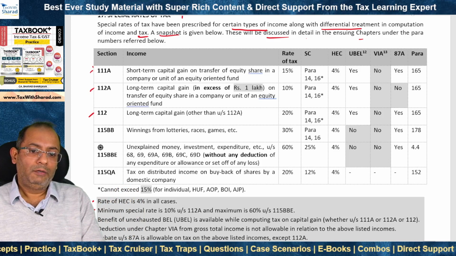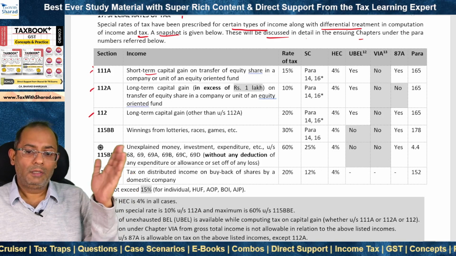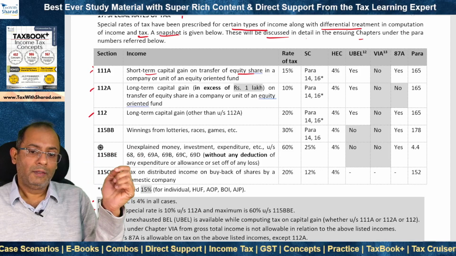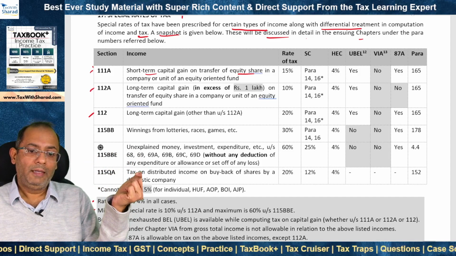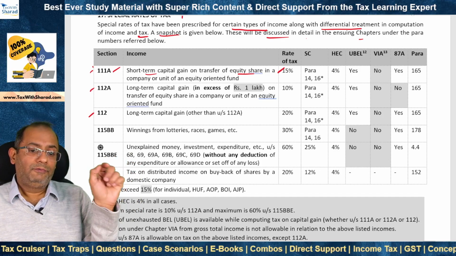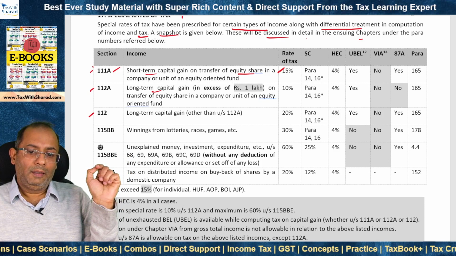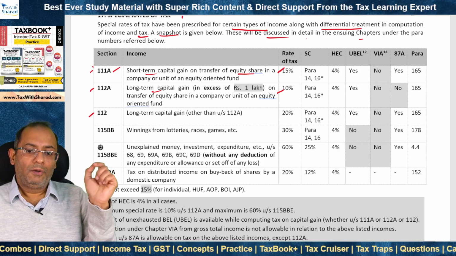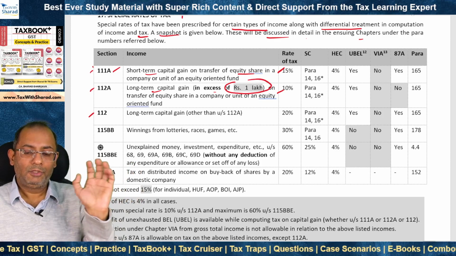And 111A is the short-term capital gain. When we talk about transfer of equity shares in a company or unit of an equity-oriented fund on which securities transaction tax is leviable, then if it is short-term capital gain, then 111A applies and the rate of tax is a special rate of 15%. If such gain is long-term capital gain, then a special rate of 10% applies on such capital gain which is in excess of rupees 1 lakh. So a threshold exemption of 1 lakh is given.